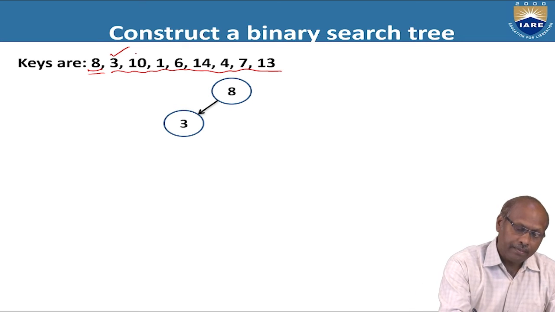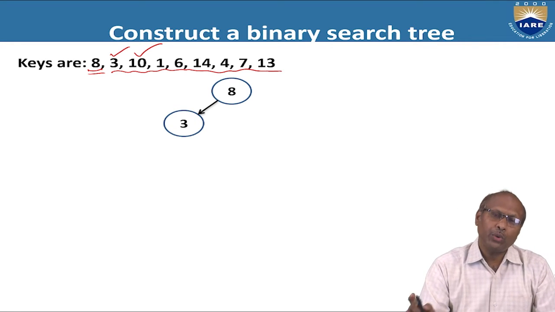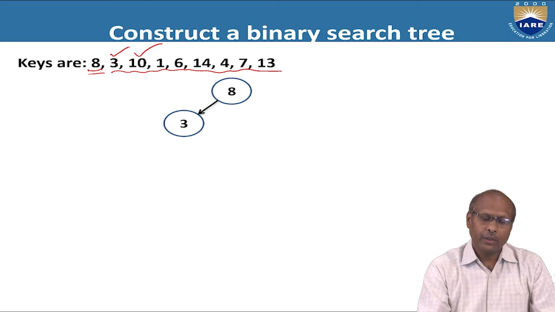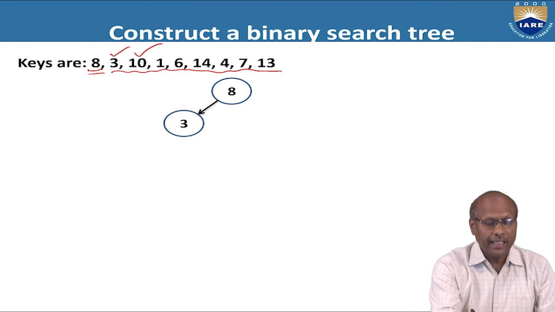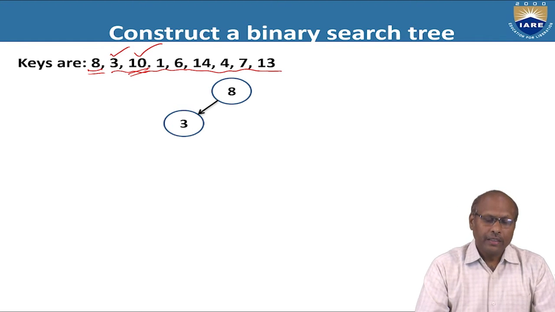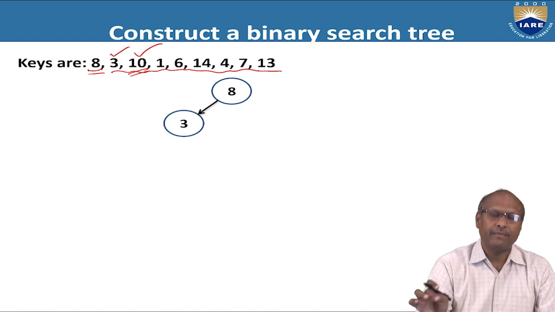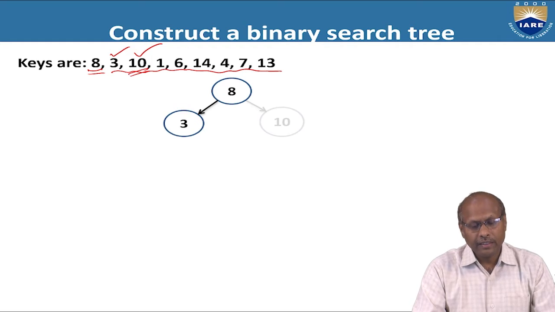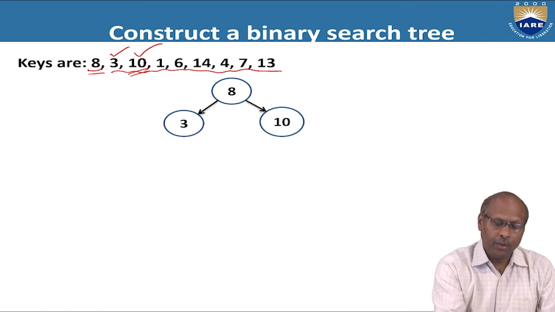Now the next data is 10. Where do you have to insert 10? Always start checking from the parent, so from the root. Here the root is 8, and my incoming data is 10. Always start from the root. Now 10 is greater than the root, so I have to insert 10 on the right side. So till now, 3 data.